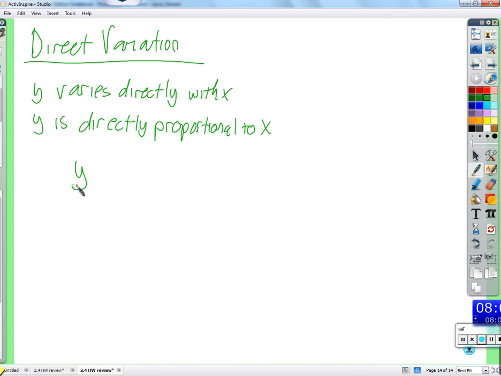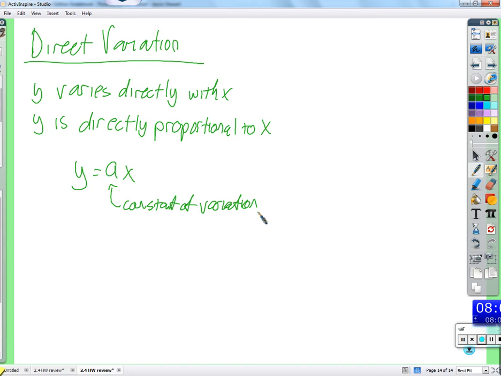If I want to get y, right? Y is the output. So I want to get y, and I'm given x. How do I get y? I take x and I multiply it by some constant number called the constant of variation. Now, I'm going to say this maybe two or three times right now. When you say that y varies directly with x, or y is directly proportional to x, it may sound like a mouthful. This is all it means. This is the definition of something being directly proportional to something else or varying directly with something else. Y varies directly with x means this equation exists.